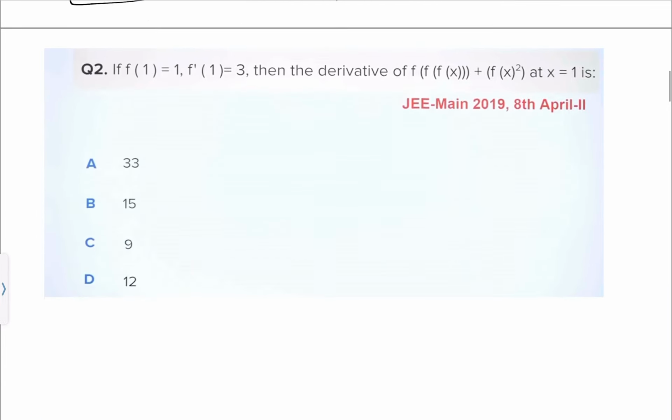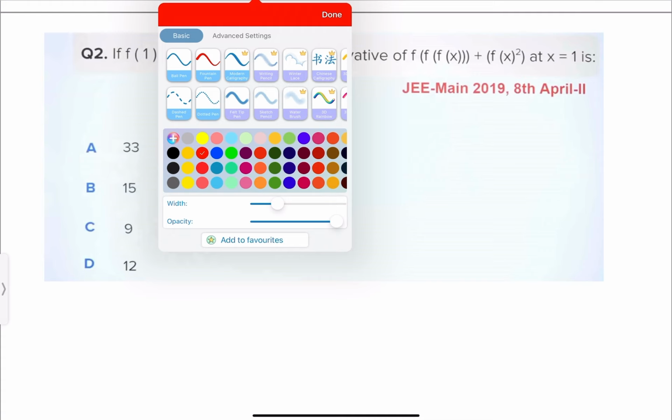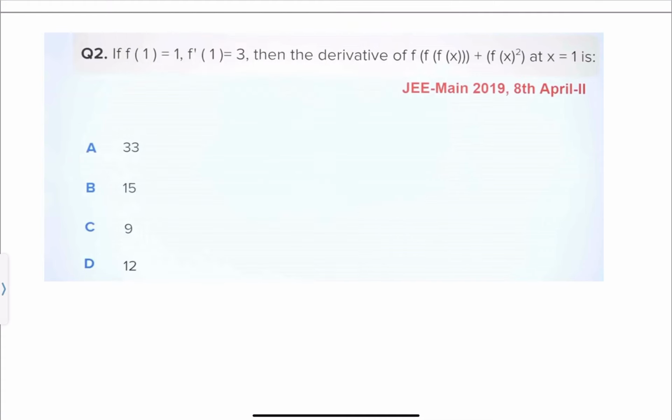Okay, coming to our next question. Here we are given the value of f of 1 and the value of f dash 1, and we need to find the derivative of this term at x equals to 1.